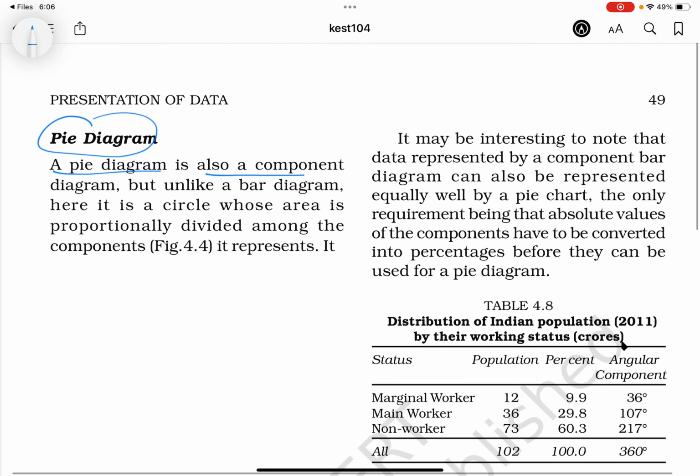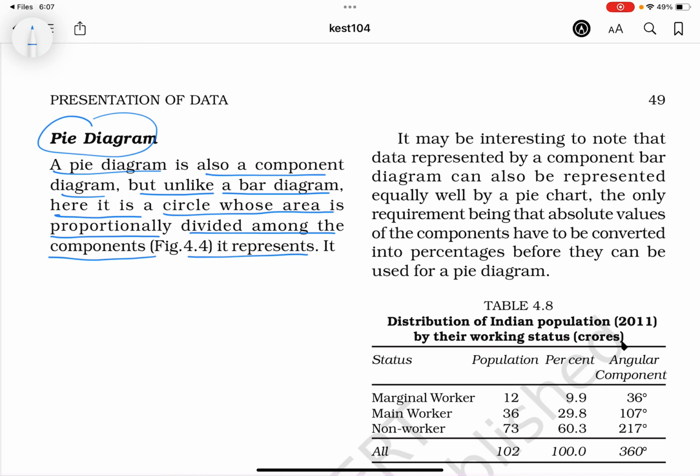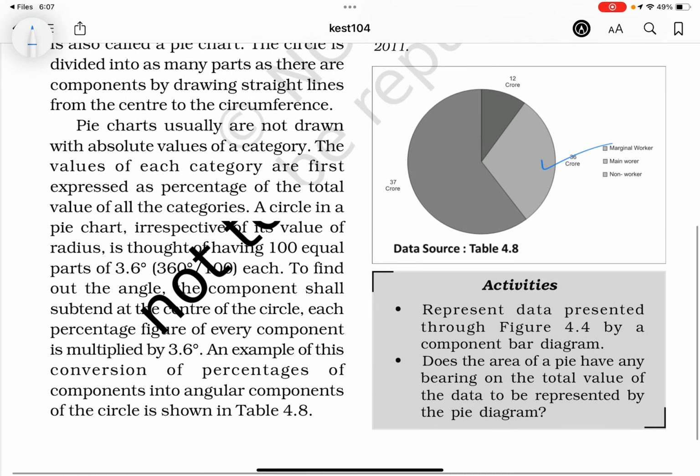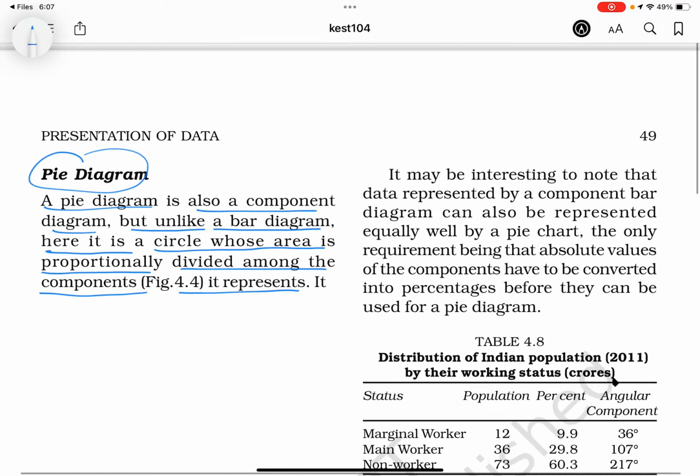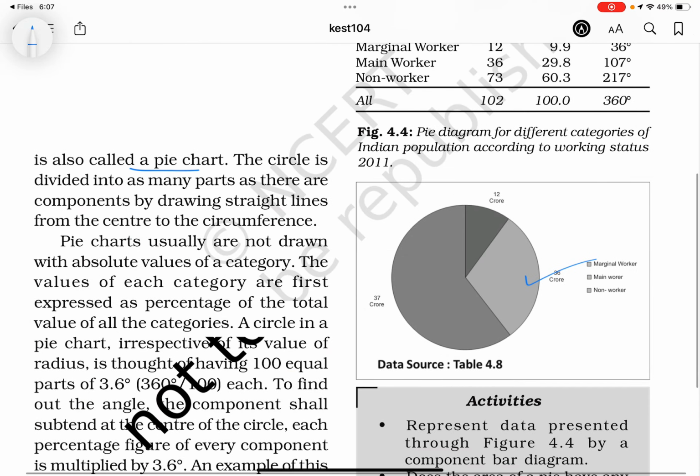A pie diagram is also a component diagram, but unlike a bar diagram, here it is a circle whose area is proportionally divided among the components. Figure 4.4 represents it. This is what a pie diagram looks like. It is also called a pie chart.